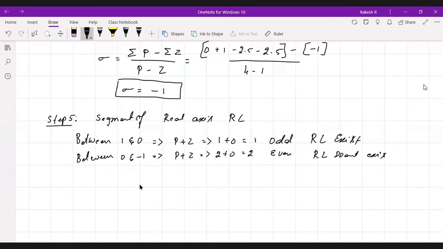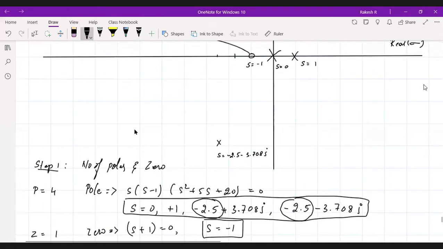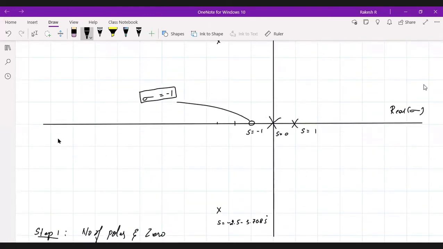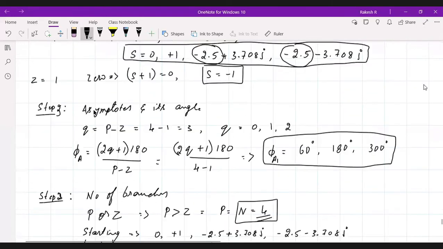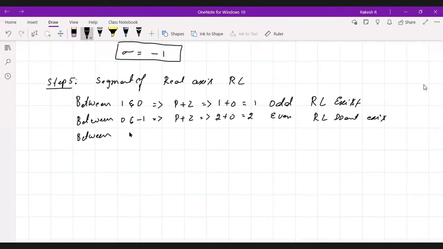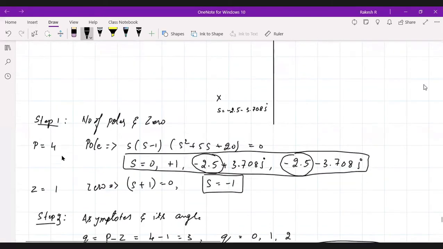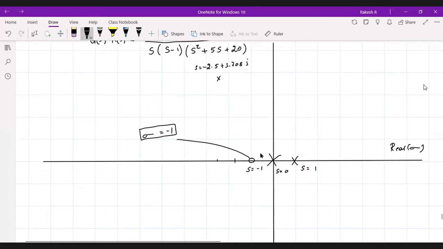Right. Root locus does not exist. Now coming on to the third one, that is between -1 and -infinity. For that, we need to cover up towards the left, that is -infinity, and count towards the right.